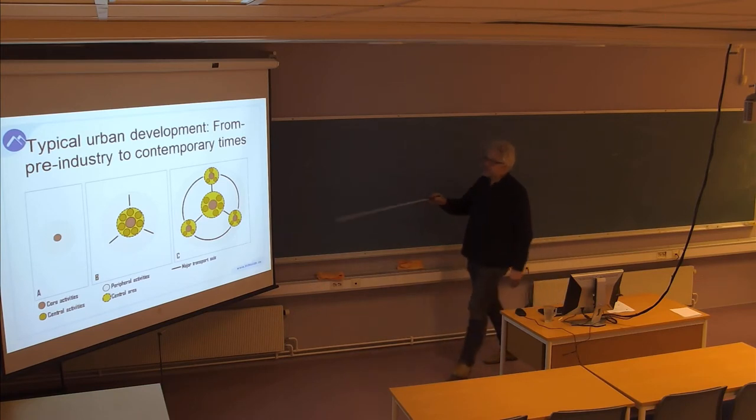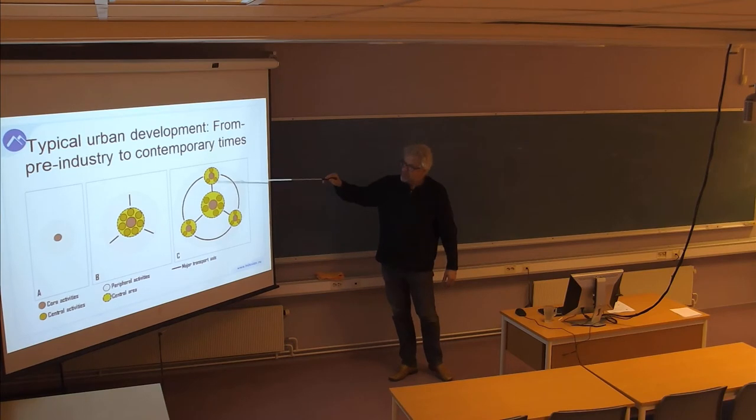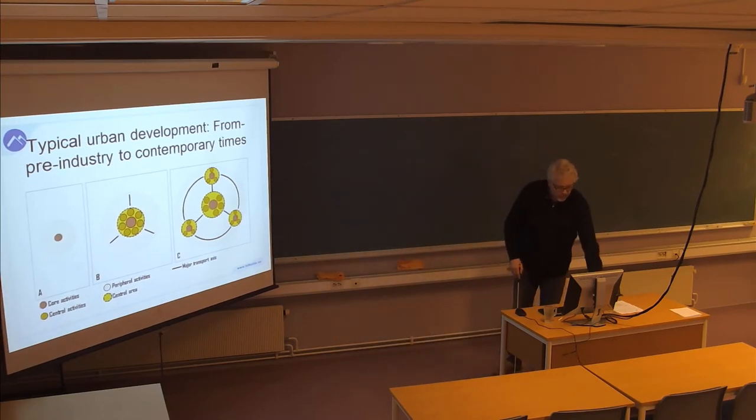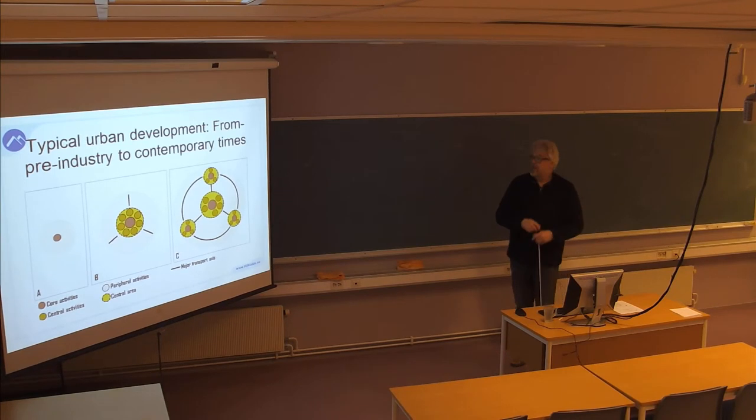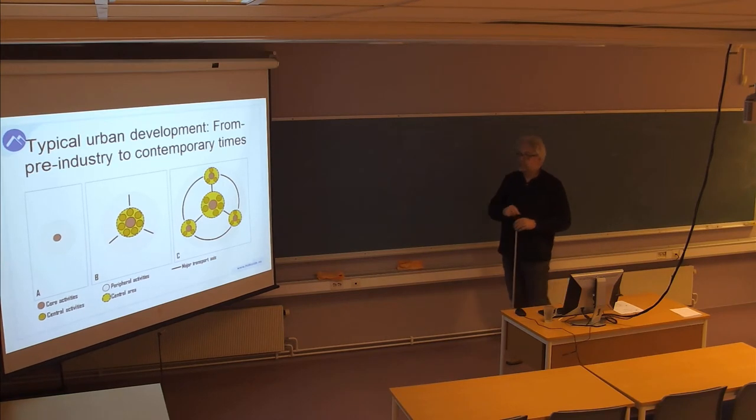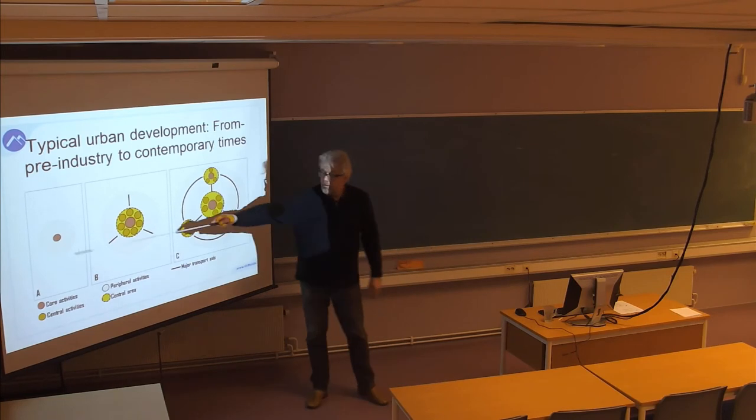So these lines here are kind of transport systems that can link both into the city center and also link the suburbs together. So this is a typical development pattern in European cities. In the US, they also started from here.